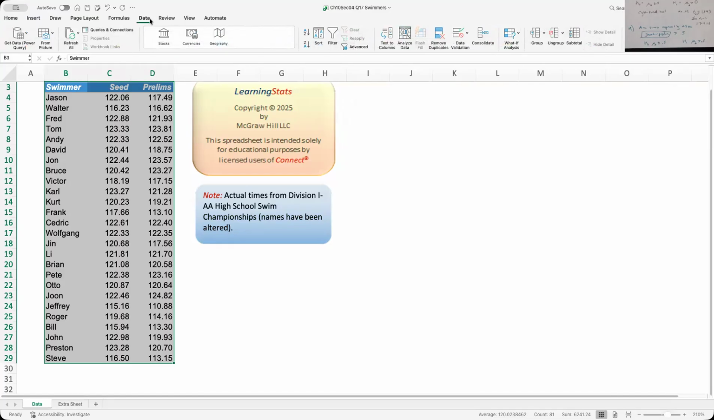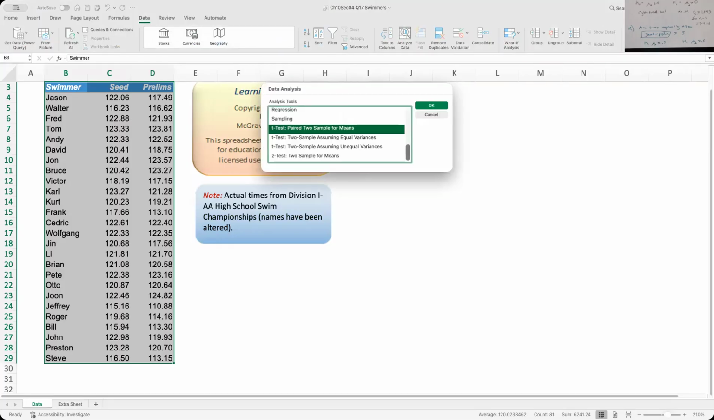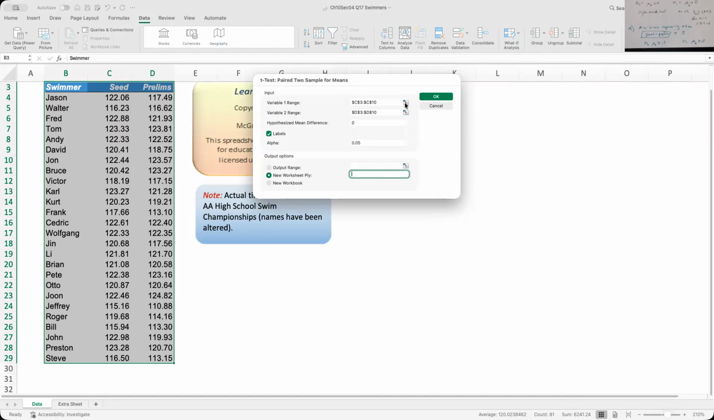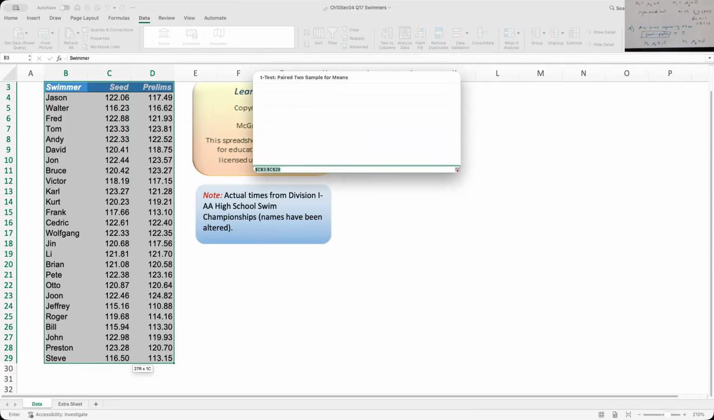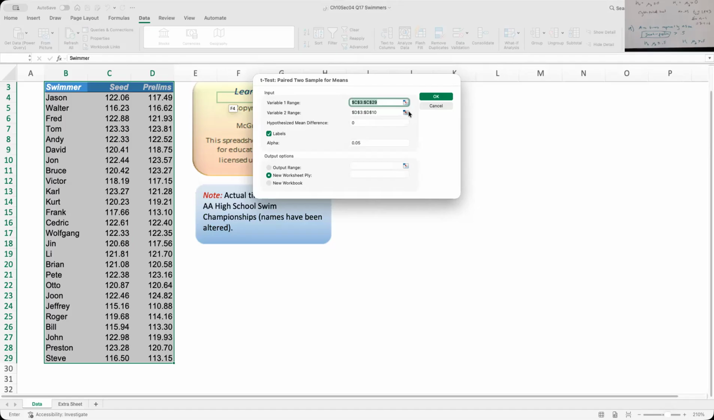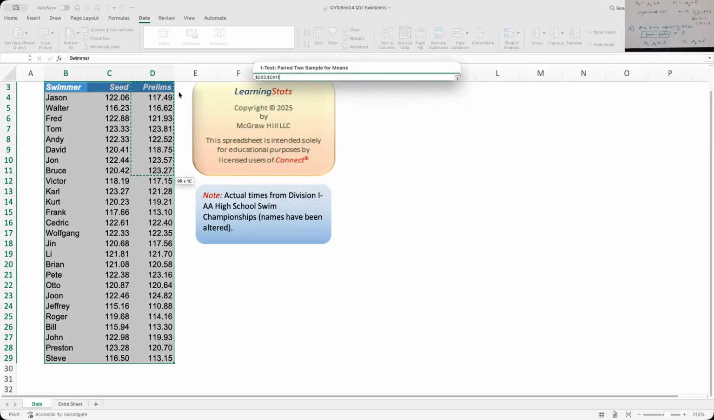Data, analysis, paired t-sample, variable 1. Oh, I need way more numbers than that. Variable 2. Need way more numbers than that. There we go.